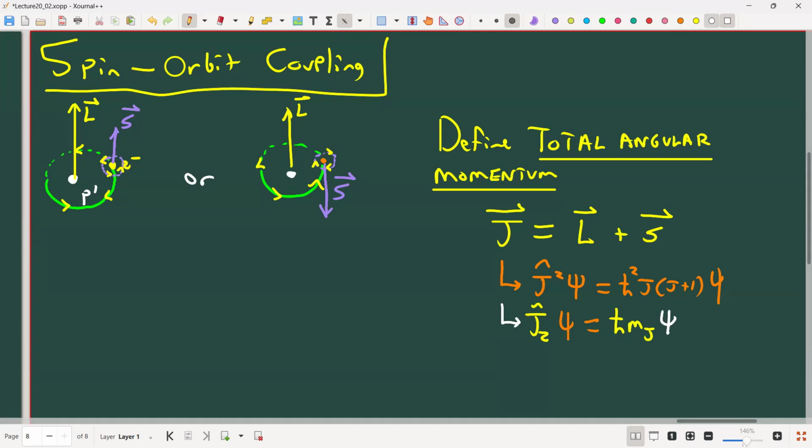So what we should do is define a state for L and S, look at what J looks like and see how it changes. Let's set up these two problems and calculate J and see if they're different, if somehow these two arrangements of the angular momentum lead to different states. Right, so let's do an example.